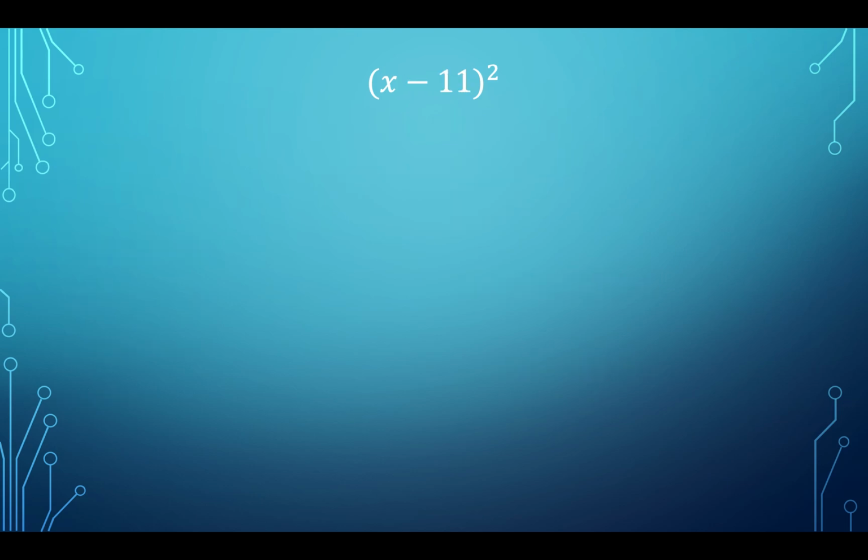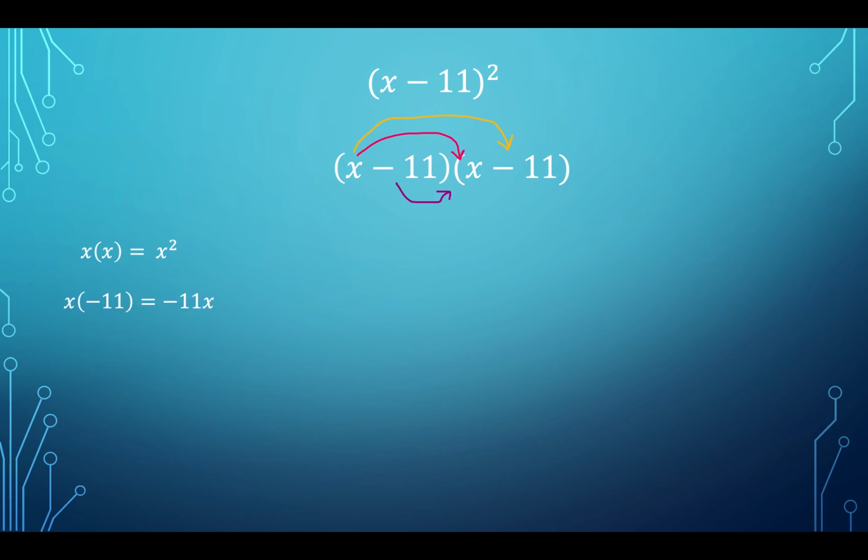Now, how about if I have this one? x minus 11 squared. What am I going to do? Same thing. Break it up. x minus 11 times x minus 11. First thing we're going to do is x times x, which is equal to x squared. Next, x times negative 11 gives me negative 11x. Negative 11 times x gives me negative 11x.